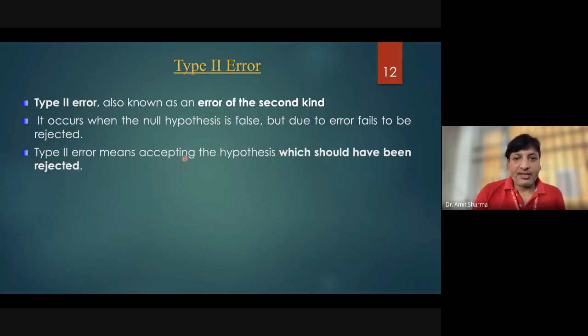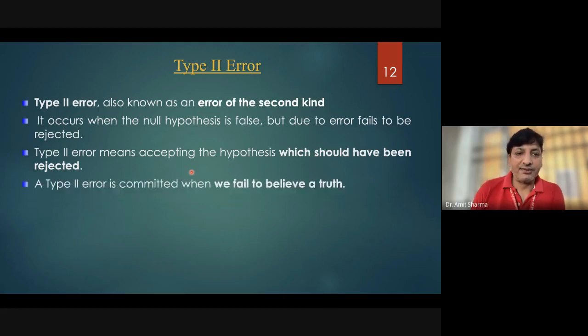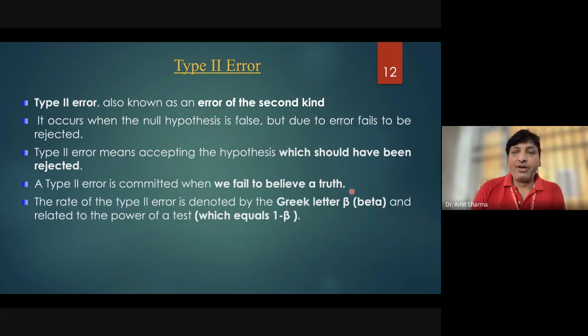Type 2 error means accepting the null hypothesis which should have already been rejected, due to XYZ reasons. And a type 2 error is committed when we fail to believe a truth. One example I have quoted: I was also confused when I was reading these two. So how I used to remember the difference between type 1 and type 2, if you remember that particular example, you are also able to remember this. I'll let you know after this particular slide.